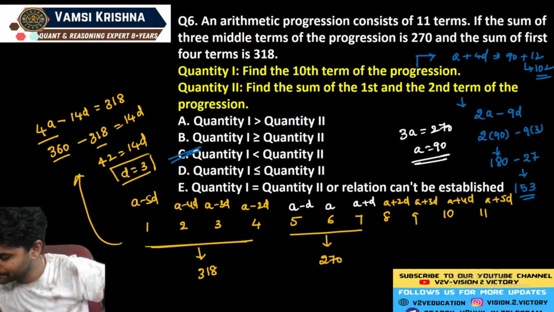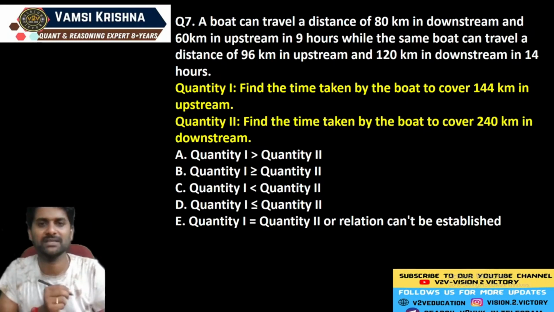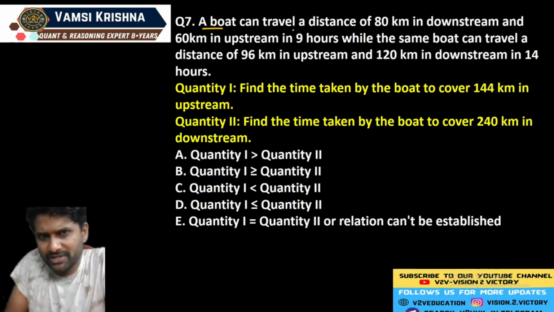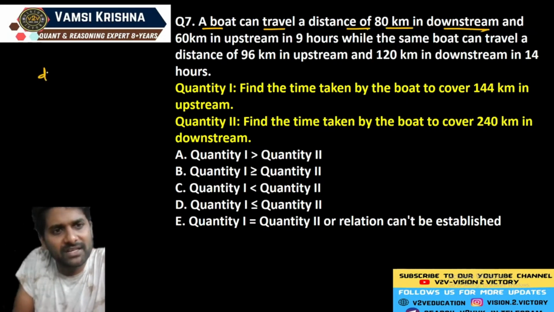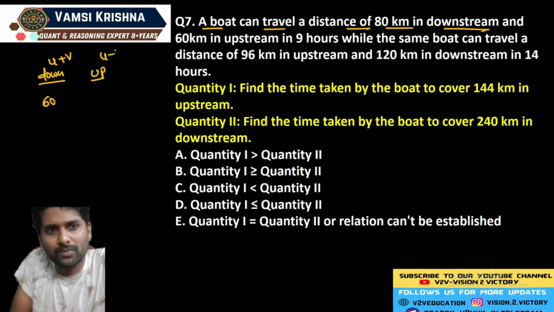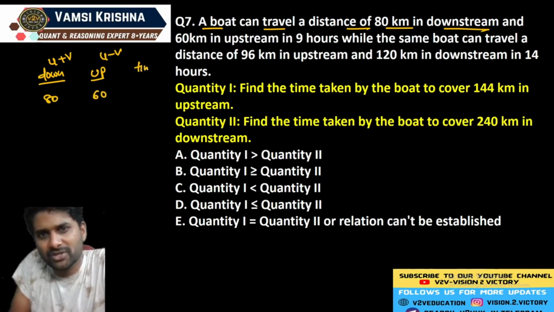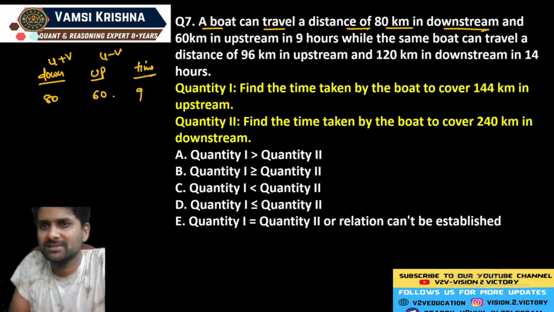Hope it's clear. Now one more question from quantity comparison. Just read this information. A boat can travel a distance of 80 kilometers downstream. First data is related to downstream. Guys, downstream means along the stream. It's u plus v. And 60 kilometers upstream, against the stream, u minus v. So for 80 kilometers downstream and 60 kilometers upstream, how much time does it take?